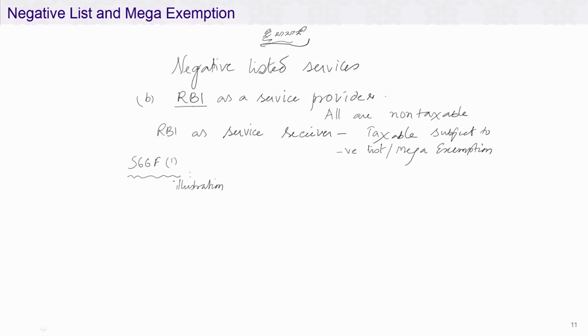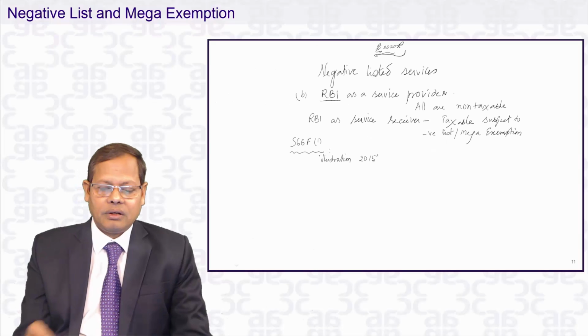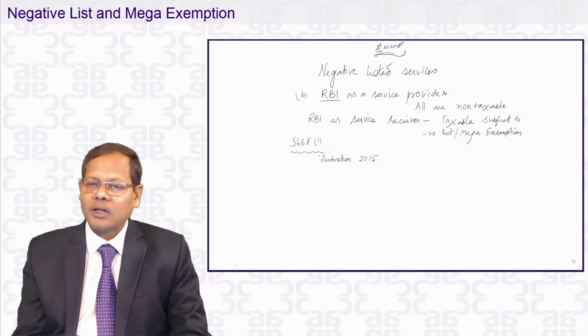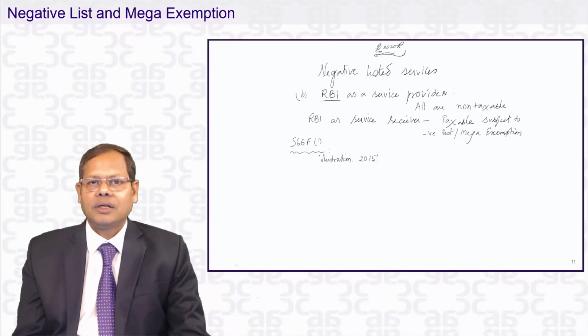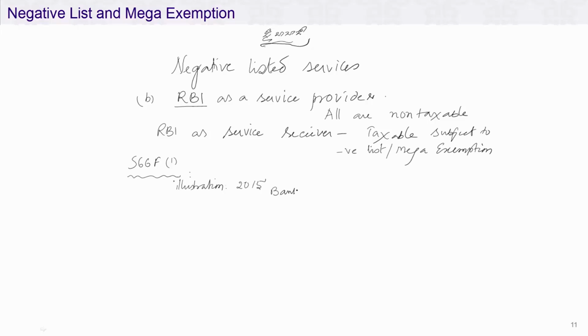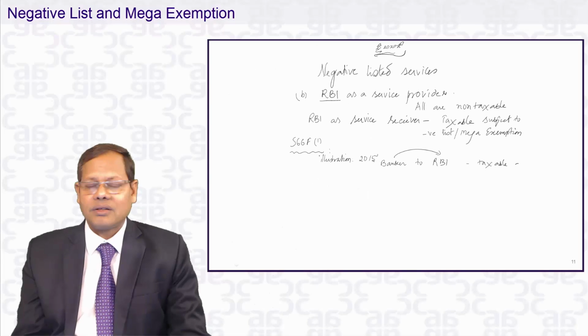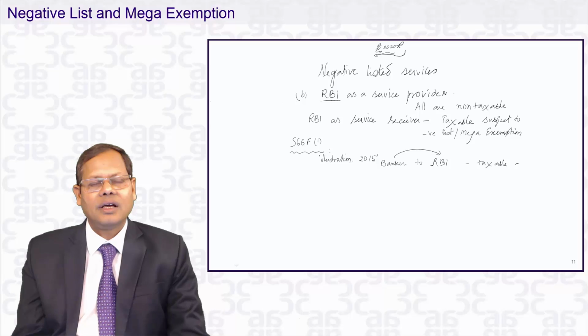in the last budget, say 2015. In the 2015 budget, section 66F1 has some illustration. Parliament has added some illustration. What is it? It says banker to RBI. They have given an example. Banker is providing service to RBI. Taxable. It is not non-taxable. It is not otherwise exempt simply because RBI services are in the negative list.